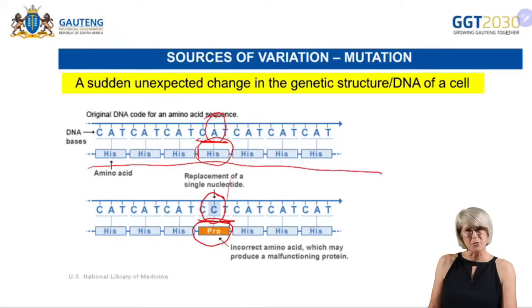And when we have a change in the amino acid sequence, it will change the type of protein, and it depends on whether it's a lethal mutation, so in other words, a malfunctioning protein, or a beneficial change, or if it doesn't make any difference. But mutations create variation.